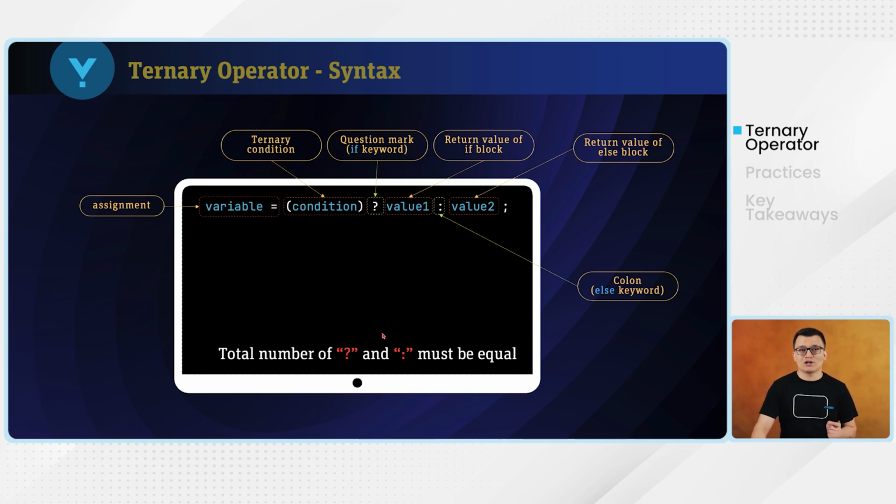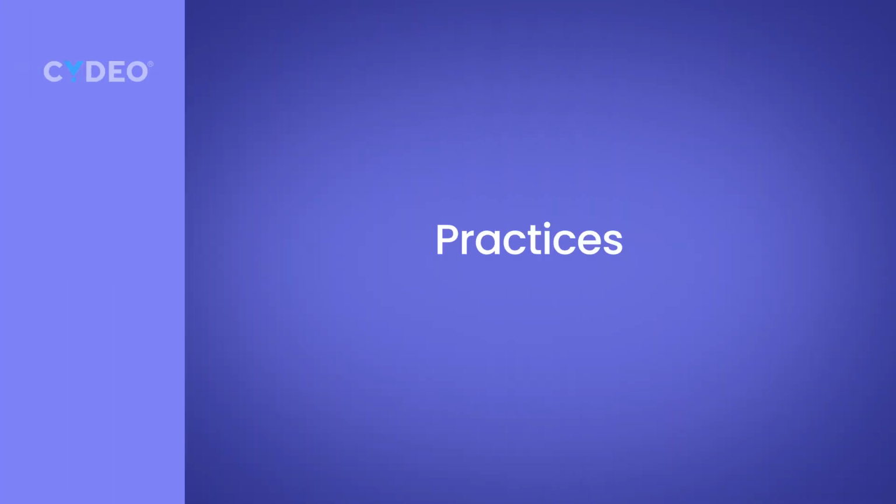When you are using the ternary, you have to make sure that the total number of colons and question marks is equal. Otherwise, it will give you a compile error. So it's better to count the total number of question marks and colons that you have used in the ternary. Okay, so let's do some practice with the ternary.